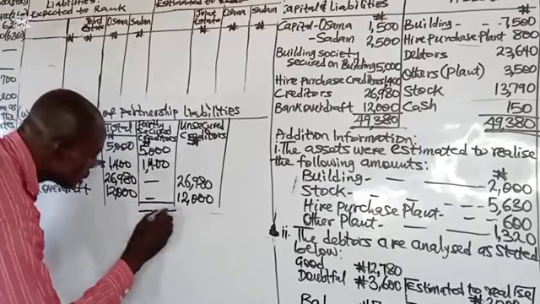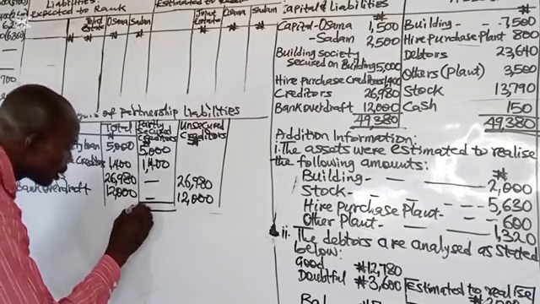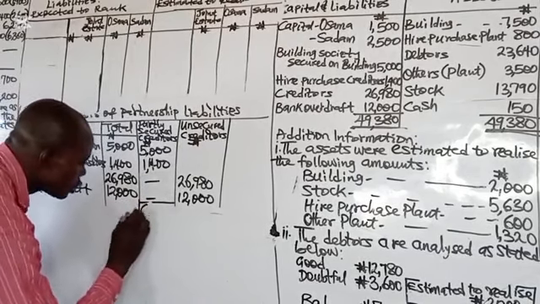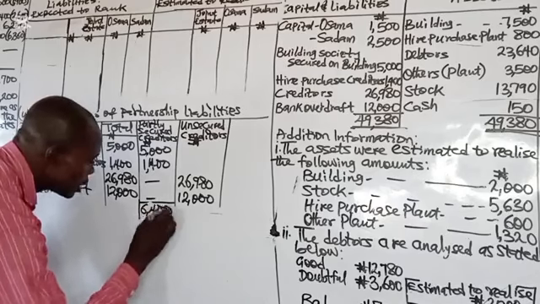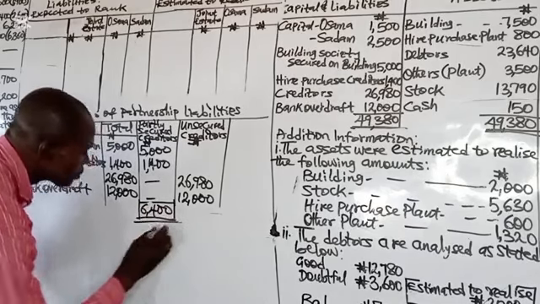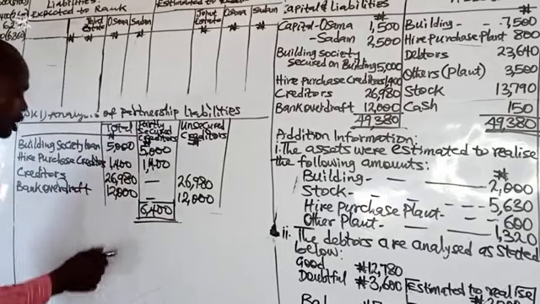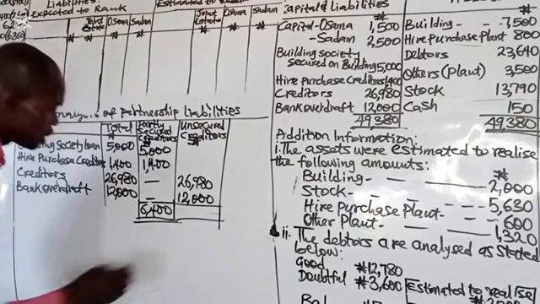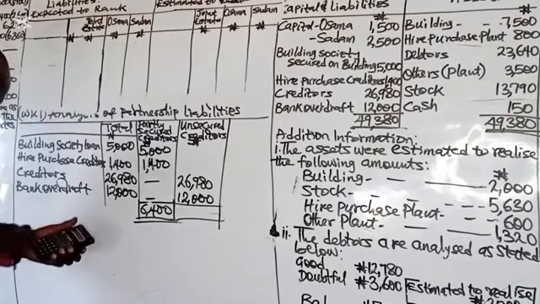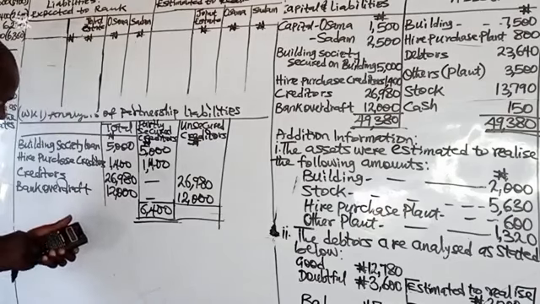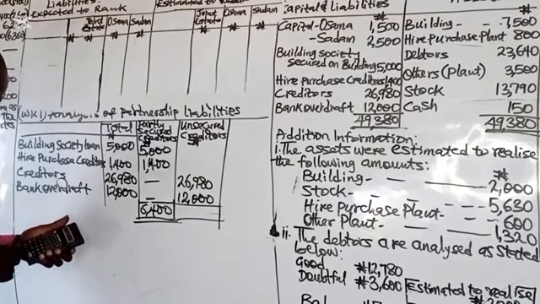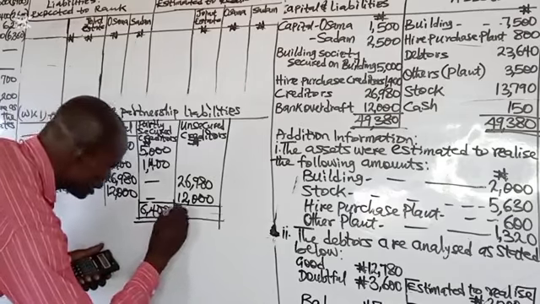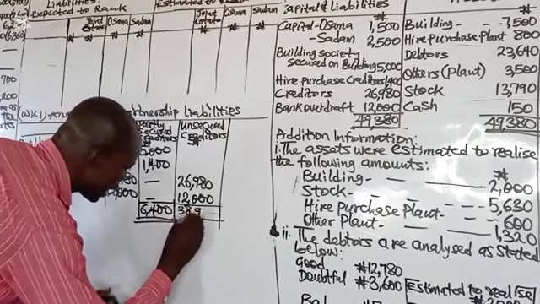So let's total it. This is totaled 6,400. That is the total of the partly secured creditors. Now let's total the unsecured creditors. 26,980 plus 12,000, and that is a total of 38,980.